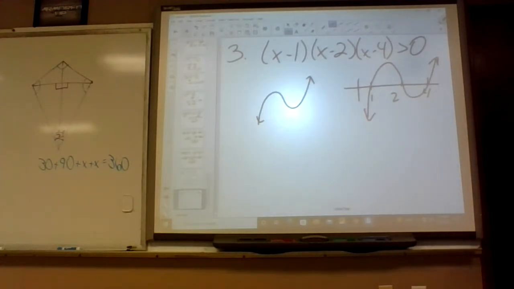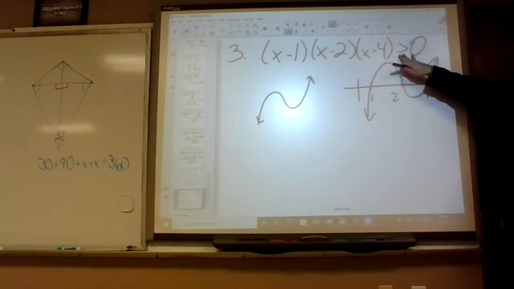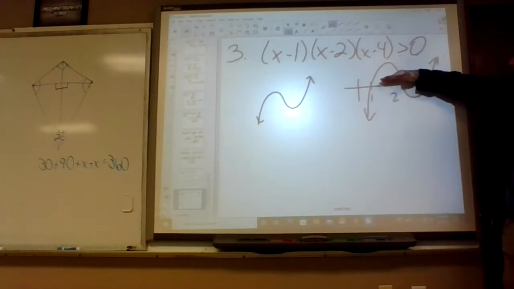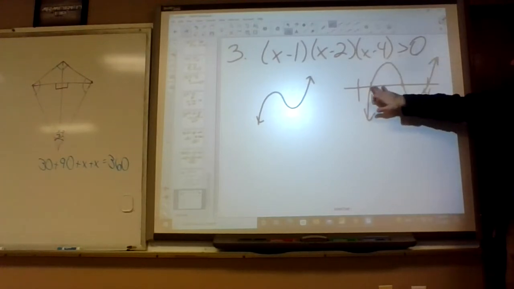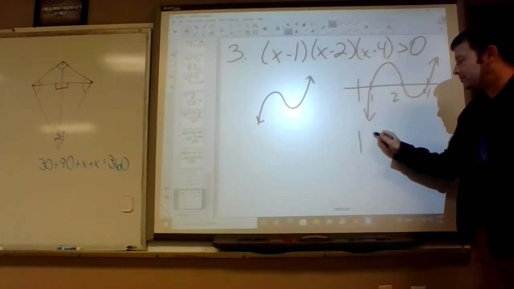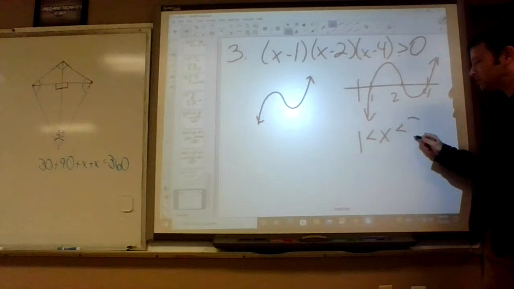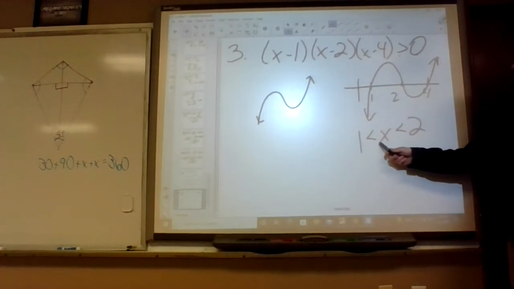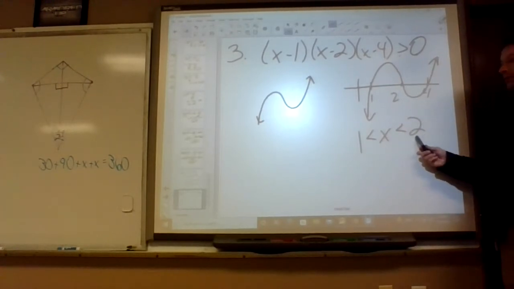Okay, so the question is, when is the function value greater than 0? In other words, where is it positive, where is it above the line? So it's positive between 1 and 2. And how do we write that? Like that. Bigger than 1, less than 2.